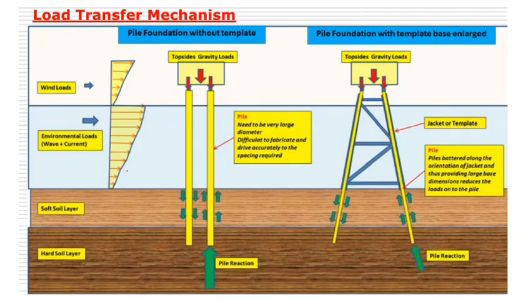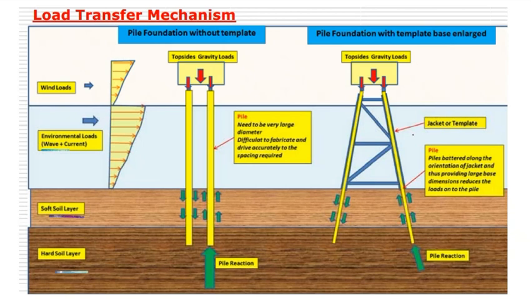Now the load transfer mechanism. The structure will be experiencing wind load and environmental loads like wave plus current. The piles are founded in the soft soil layer and go to the hard soil layer to transfer the loads. Because of these forces, along with gravity load also coming, the piles need to be very large in diameter, difficult to fabricate and drive accurately to the spacing required. We cannot keep very long piles, as execution is a problem. It cannot sustain the displacement, so it's not possible to keep it there.